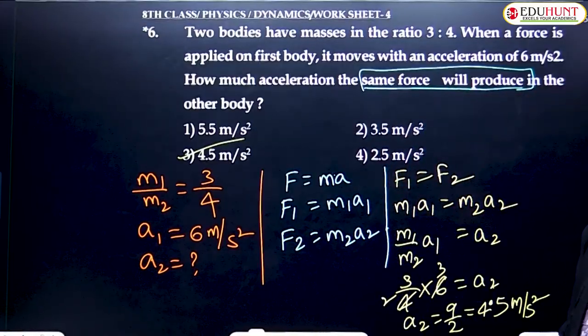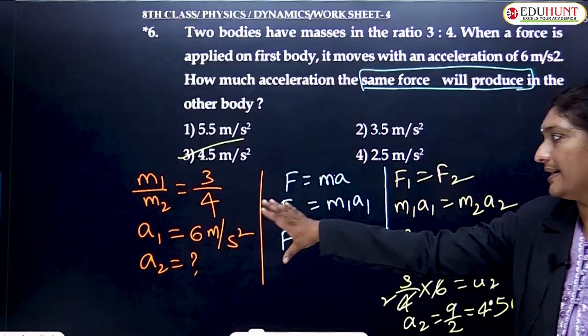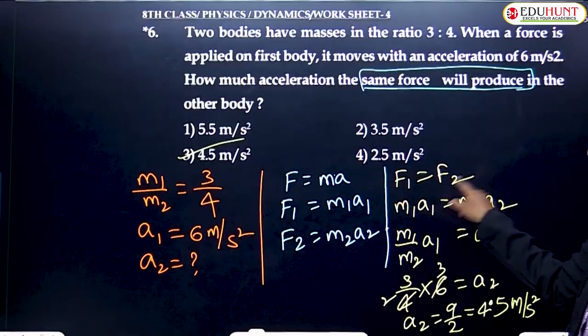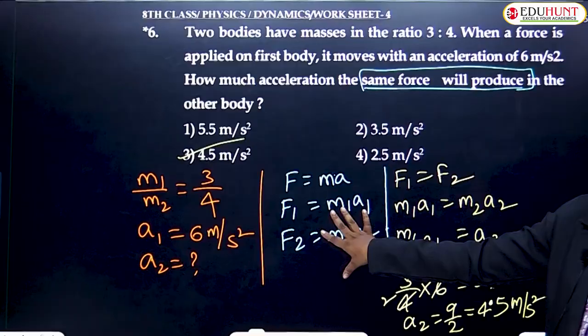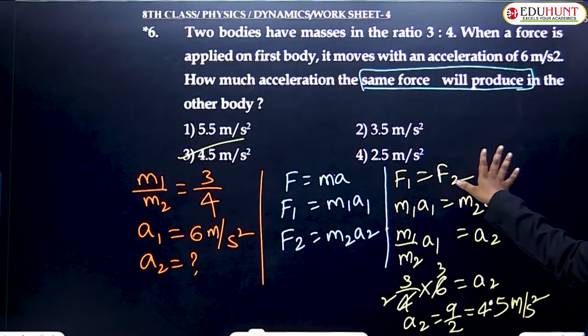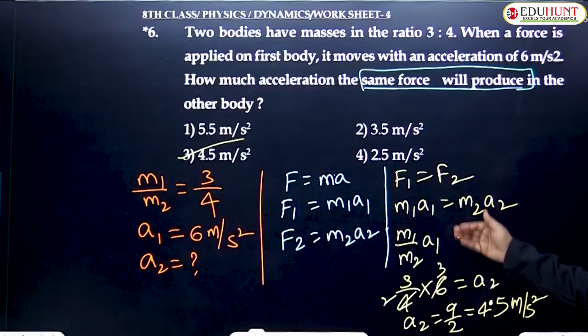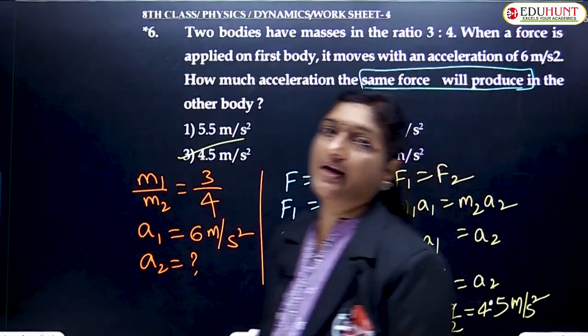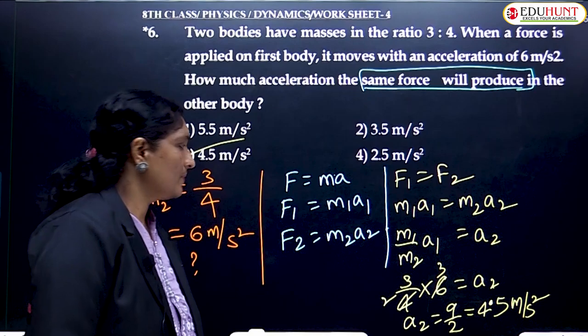Clear, children? Okay, so this is the given data, this is the given condition. What is the given condition? Force F1 equals M1A1, F2 equals M2A2. But what is given? F1 equals F2. So equating the two conditions, we got the value of acceleration as 4.5 meter per second square.